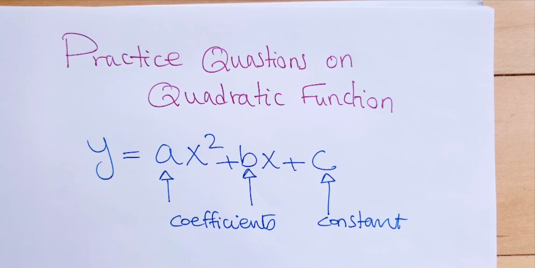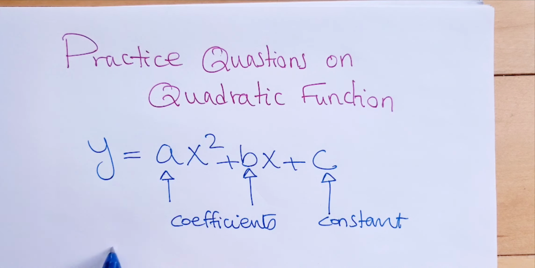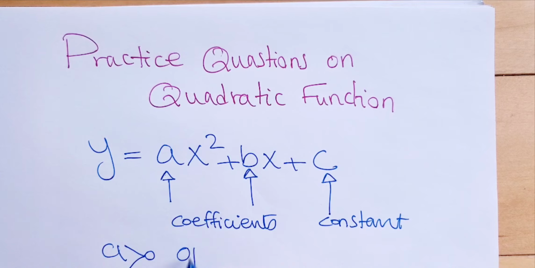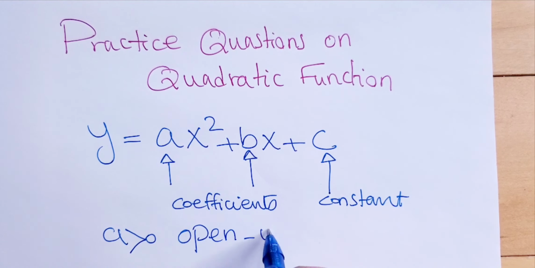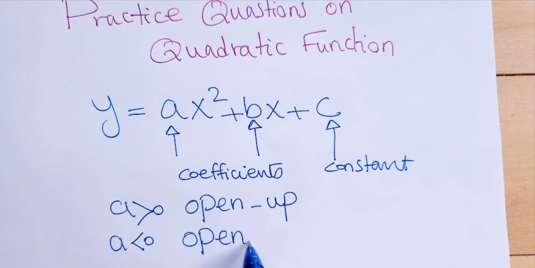The shape of a parabola would always be like a U. If a is a positive number, it opens up, but if a is a negative number, it will open down.